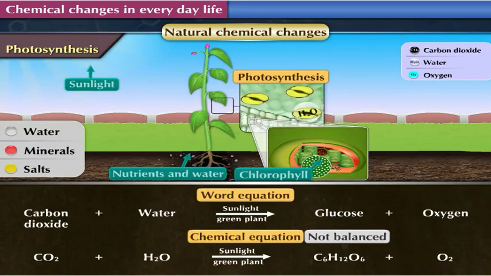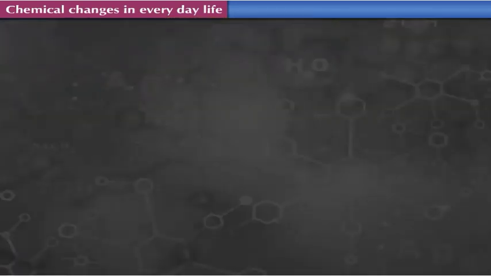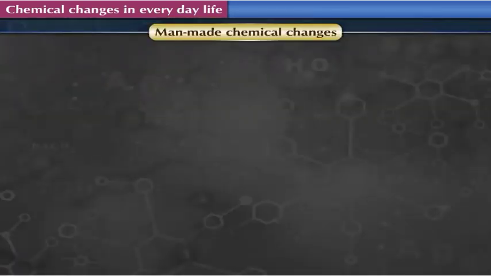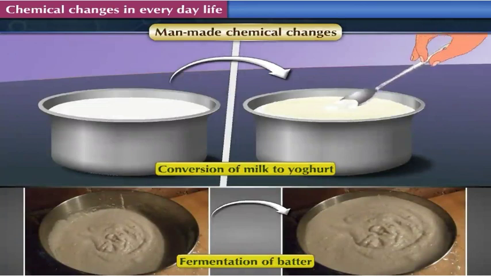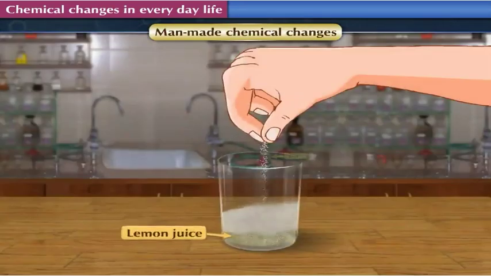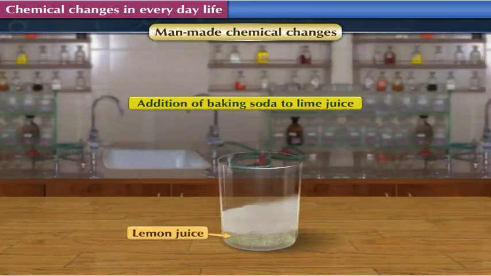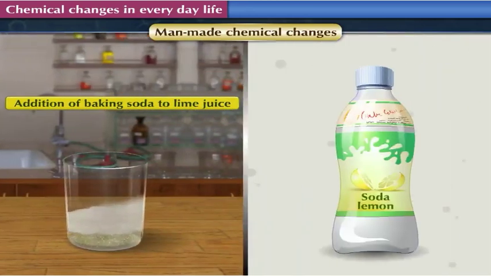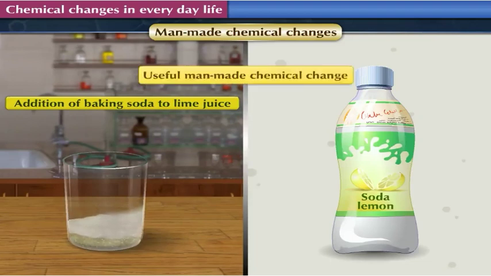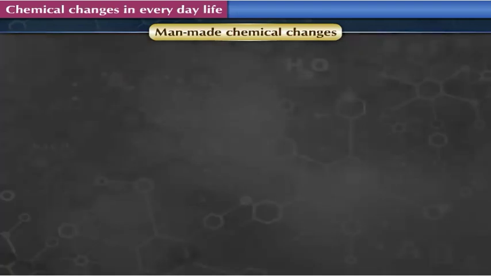Now let us study some examples of man-made chemical changes. Man-made chemical changes. We bring about many chemical changes for our use. The example of lemon juice and baking soda that we saw earlier is used in the preparation of a cold drink, soda lemon. This change can be classified as a useful man-made chemical change.